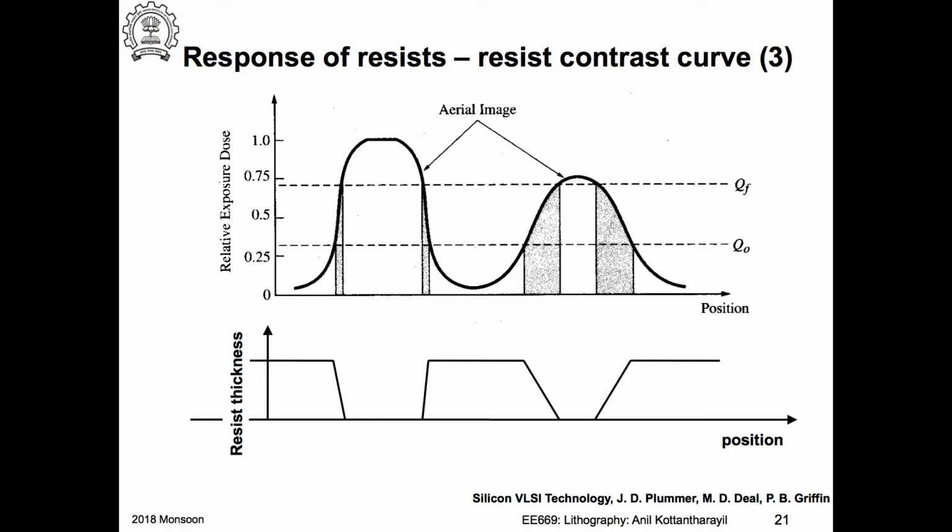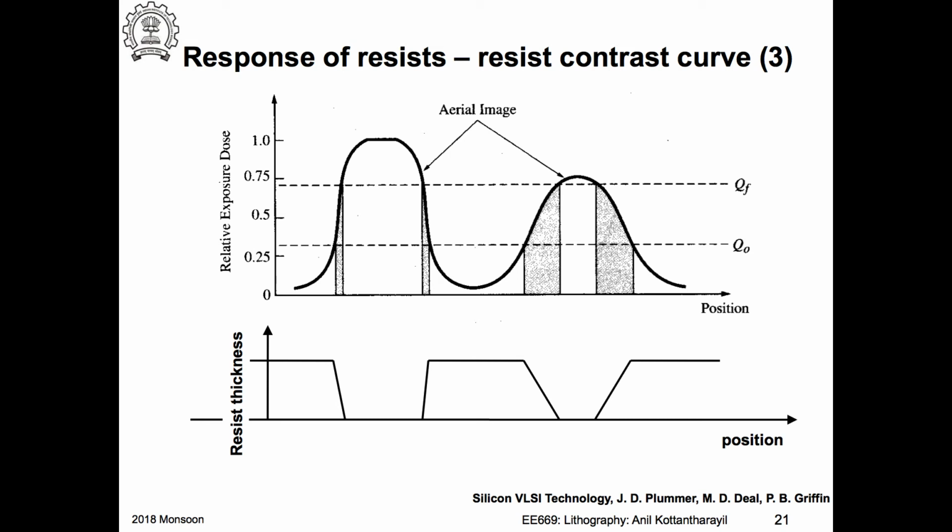And now what about this part? So now the exposure dose, relative exposure dose, is increasing. Then what happens? So you can see what happens when the dose is more than QF? Completely removed. Okay. So you can see that for this range, the remaining resist thickness will be 0. Okay. So you got at least two regions.